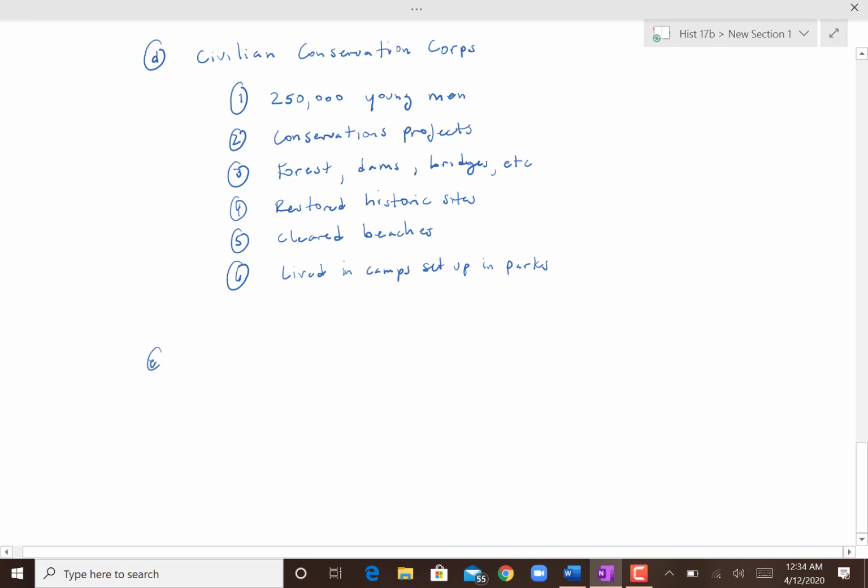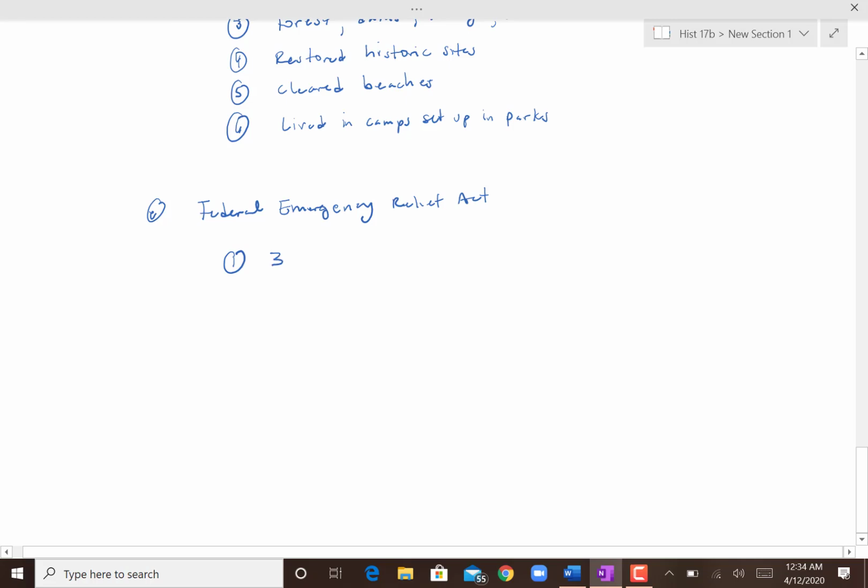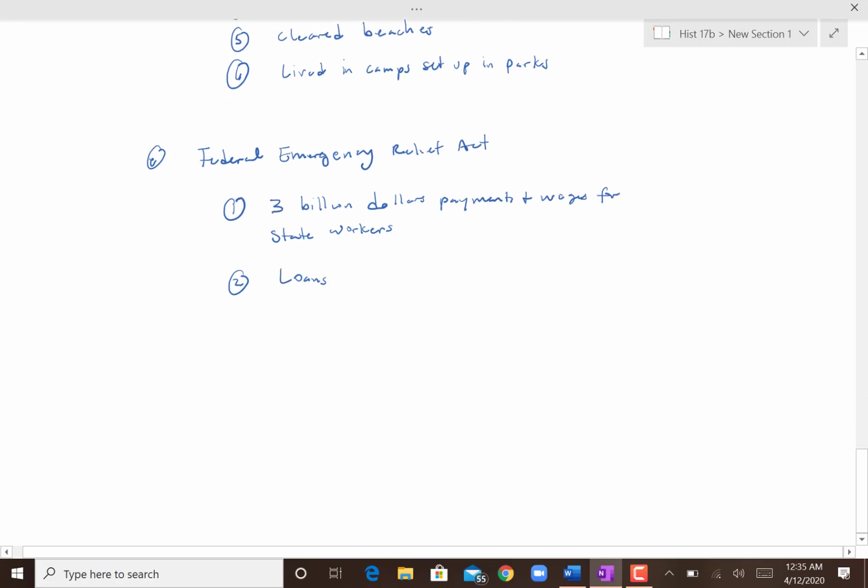The next one is the Federal Emergency Relief Act. And the Federal Emergency Relief Act was looking at public works and wages. They gave about $3 billion to payments and wages for workers who worked for the states. So part of this was infusing money back into workers and their wages. It also gave loans and grants to the states, providing relief.